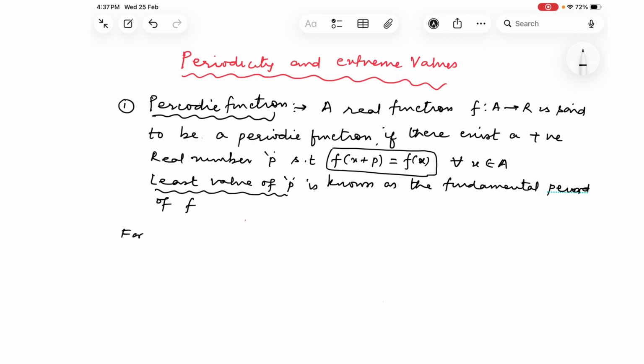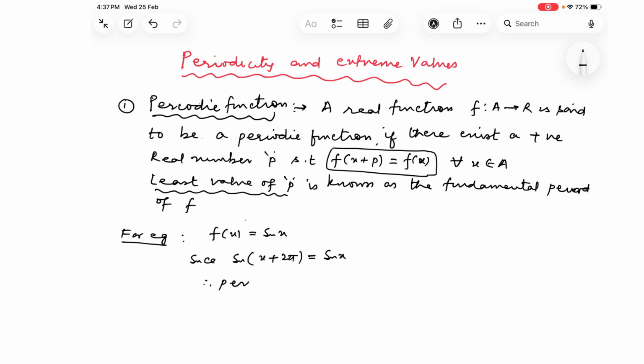Now for example, if the given function f(x) is sin x, since sine of x plus 2 pi is always equal to sin x, therefore the period of sin x is 2 pi, because 2 pi is the least positive real number for which sine of x plus 2 pi is always equal to sin x. Therefore, the period of sin x is always 2 pi.